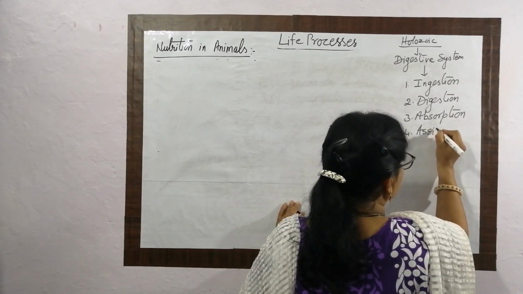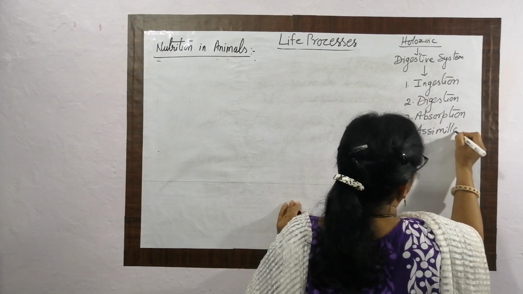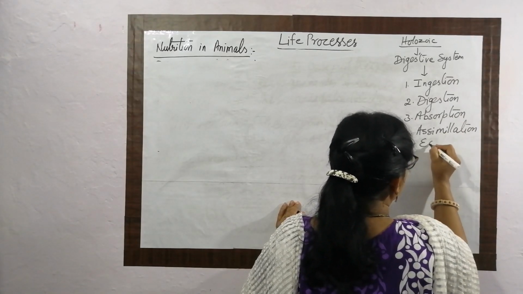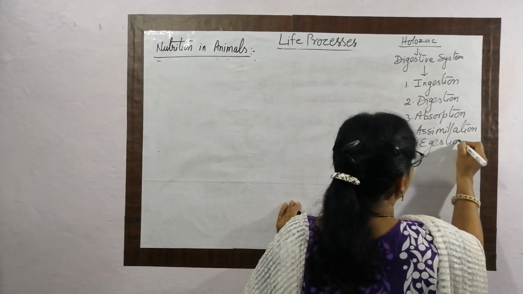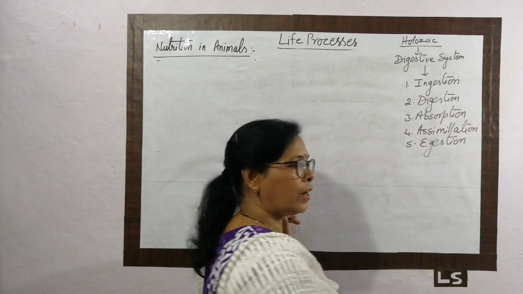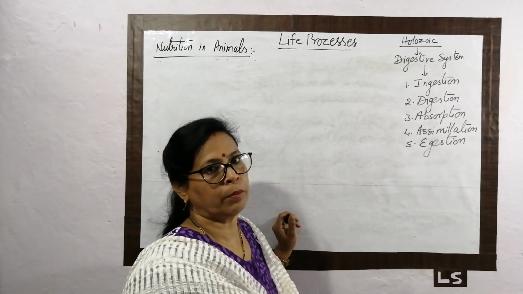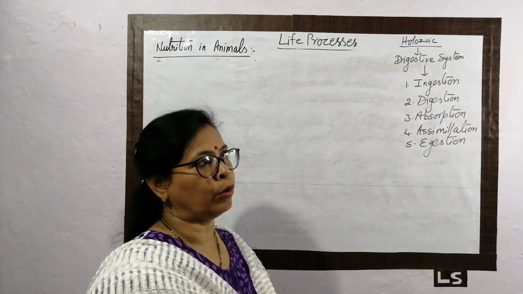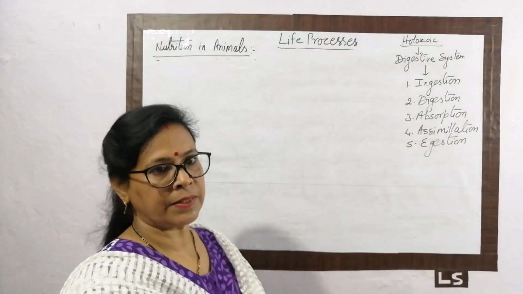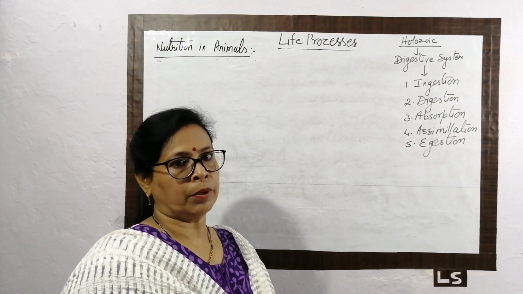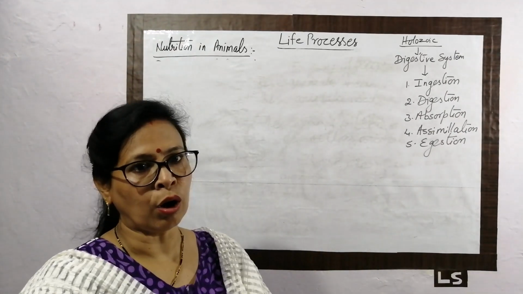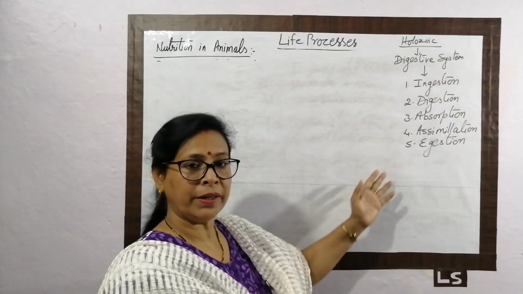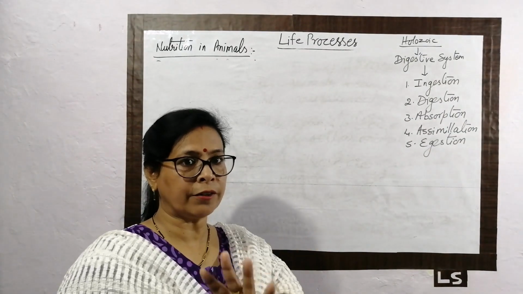Fourth, assimilation. It means distribution of the nutrients. And last is egestion. It means removal of the waste, removal of the undigested food from the body. If holozoic nutrition is there, then the animal follows this 5-step digestive system. It does not matter whether the animal is small or big. In humans, holozoic nutrition is there. We have a complete digestive system. We have to study it further.